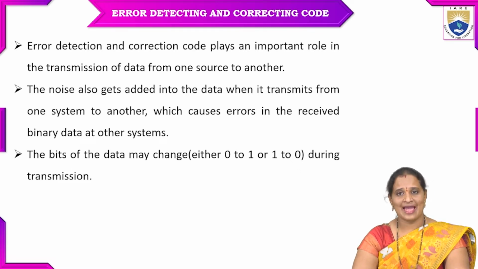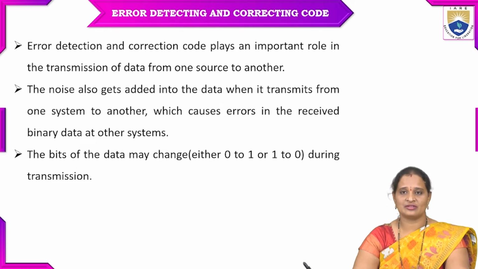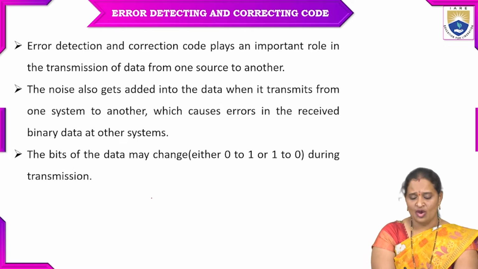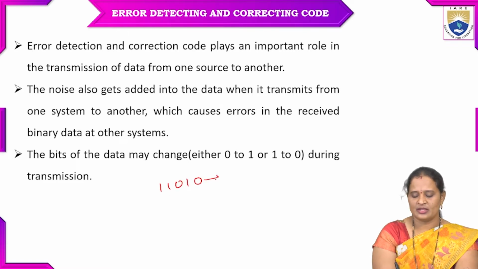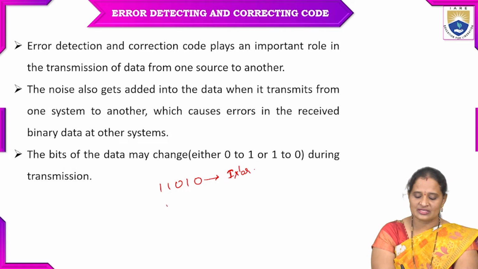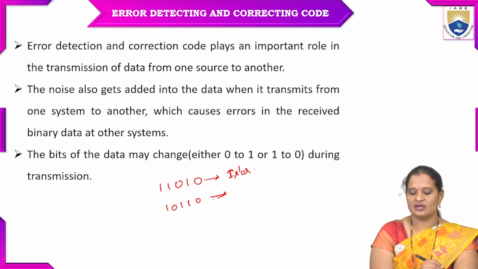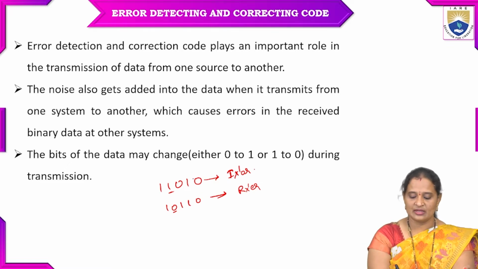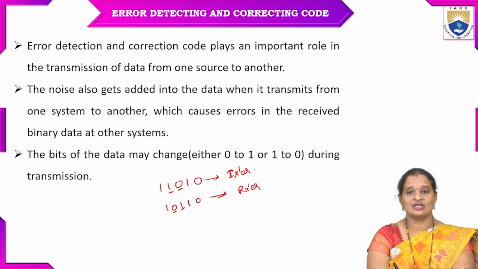Noise also gets added into data when it transmits from one system to another, which causes errors in the received binary data at the receiver side. The bits of data may change from either 0 to 1 or 1 to 0 due to the interference of noise while transmitting. For example, I want to transmit this data. This is my data at the transmitter side. But after sending it through the channel, the receiver has received a message like this. So here the bits got changed. This bit is 1, but at the receiver side, it got changed to 0. Similarly, this bit is 0 at the transmitter side, whereas it has been received as 1 at the receiver side.